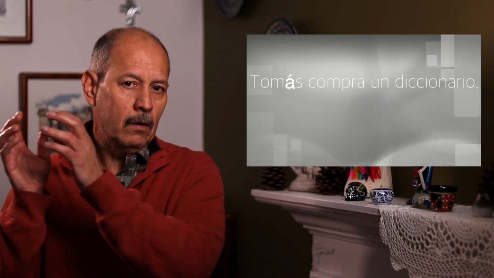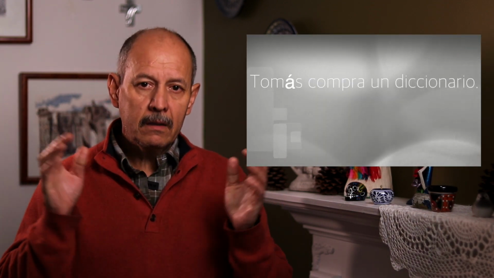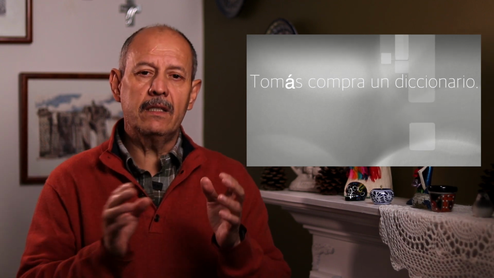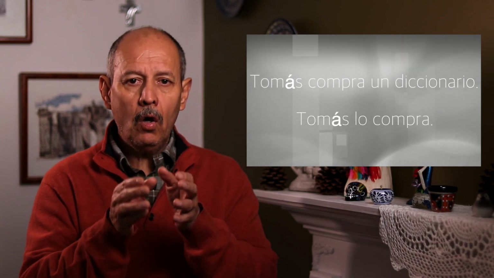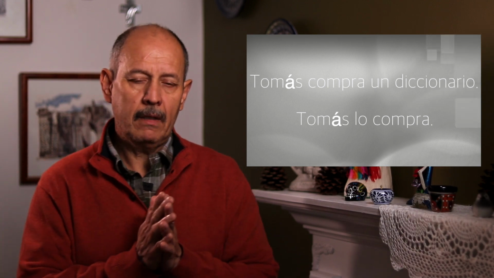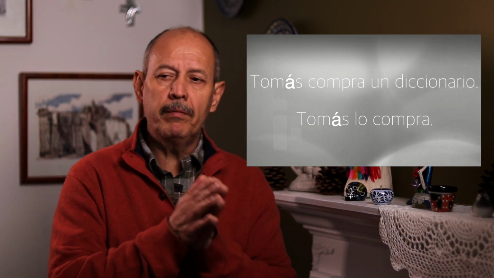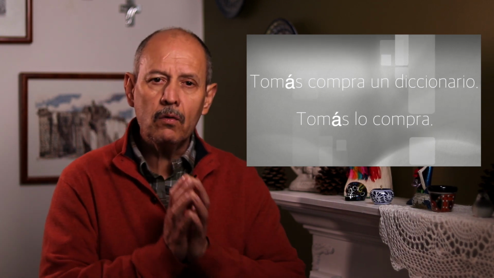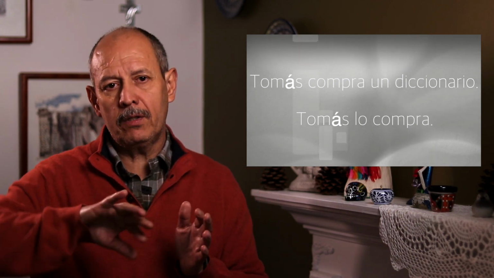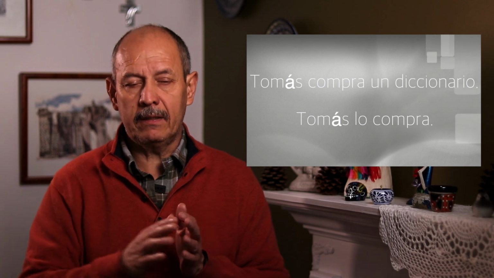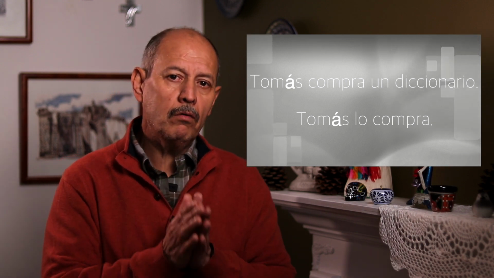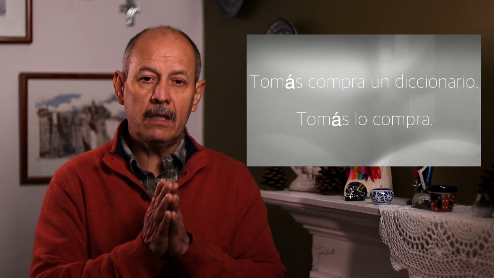And then you can compress the original sentence. Tomás compra un diccionario. The way that we shorten that sentence is Tomás lo compra. Now, it's very important to realize why we are putting the lo before the conjugated verb. It's a rule in Español, contrary to English, where you put the object after the verb. In Spanish, we always place the object before the conjugated verb.